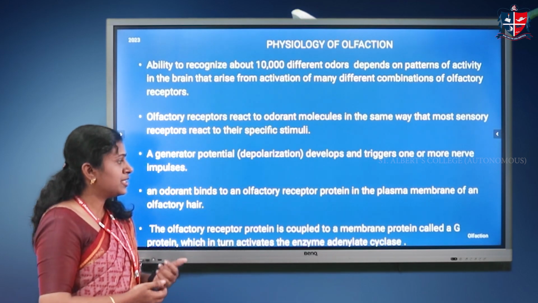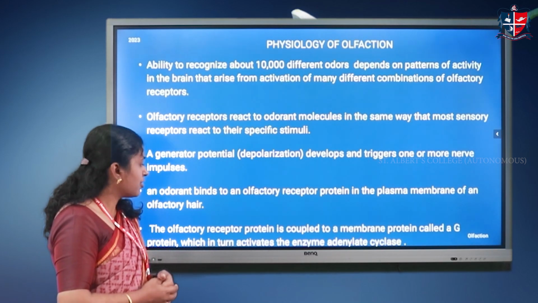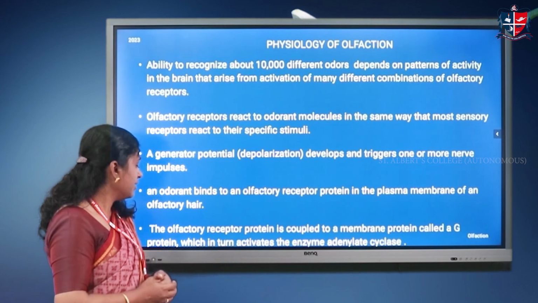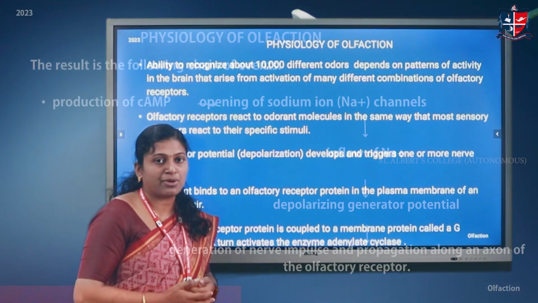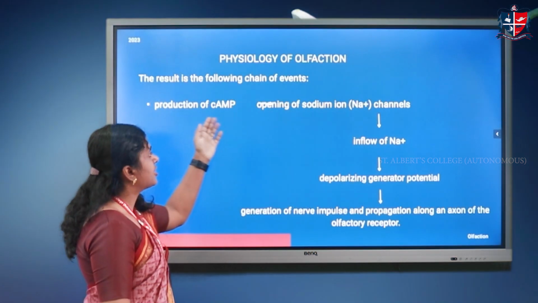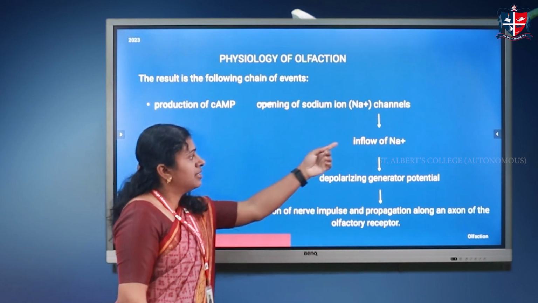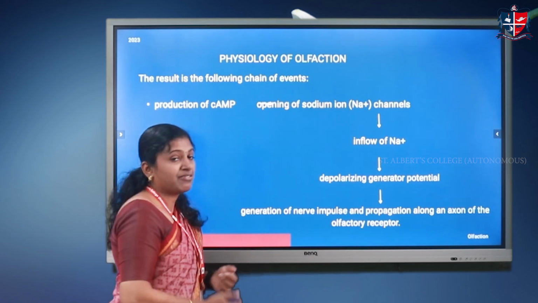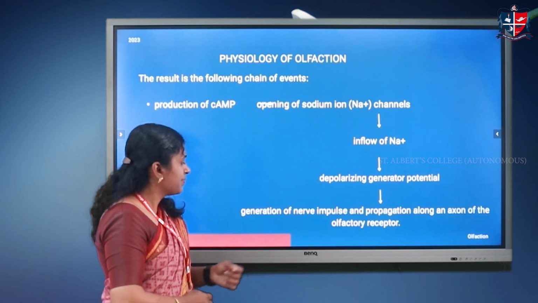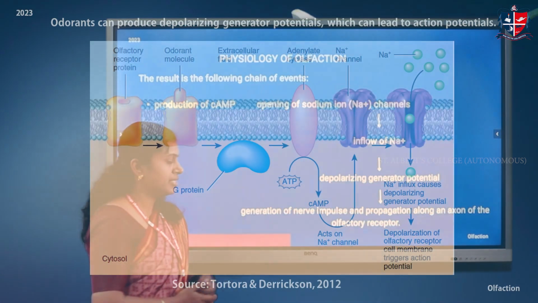An odorant binds to an olfactory receptor protein in the plasma membrane of an olfactory hair, and the olfactory receptor protein is coupled to a membrane protein called G protein, which in turn activates the enzyme adenylate cyclase. The process goes like this: it results in the production of cyclic AMP, which results in the opening of sodium ion channels and the inflow of sodium ions. Depolarization occurs, and generation of a nerve impulse and propagation along the axon of the olfactory receptor take place.